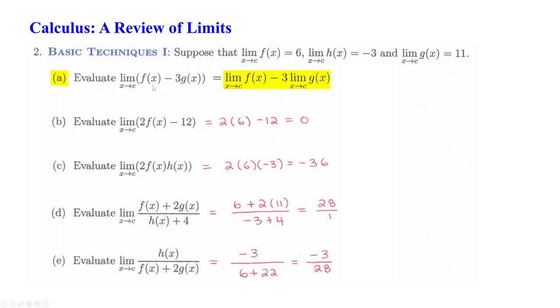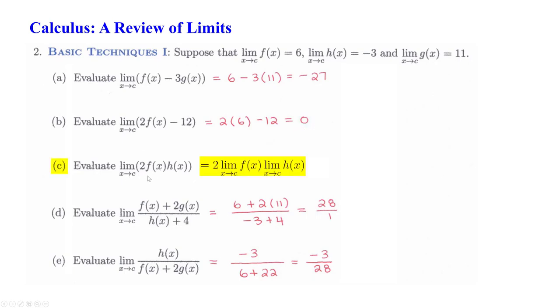So this should be the limit as x goes to c of f of x minus 3 times the limit as x goes to c of g of x. And that result simplifies to minus 27. Similarly, we see in part B that the limit as x goes to c of 2 times f is 2 times the limit as x goes to c of f of x, so that's 2 times 6. And of course 12 is a constant function, so no matter where c is going, 12 goes to 12. So this limit is 0.